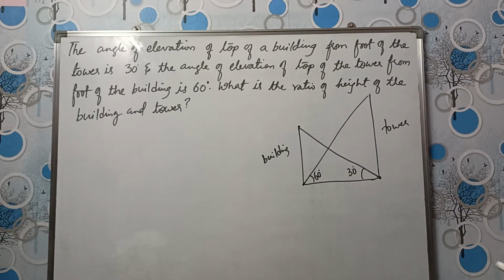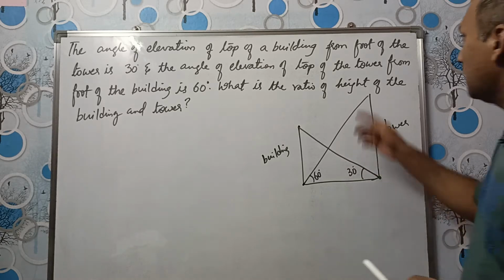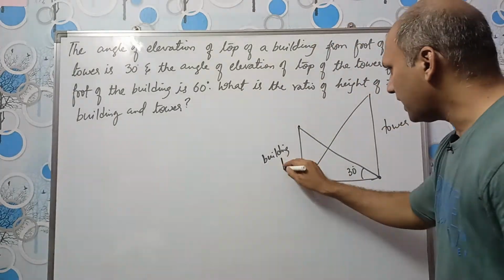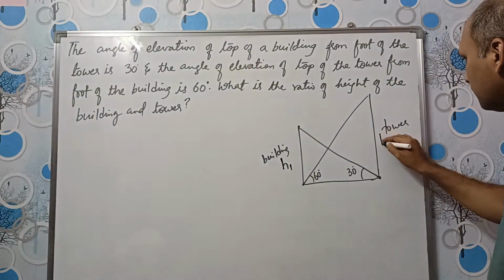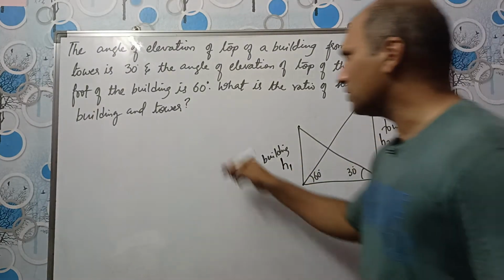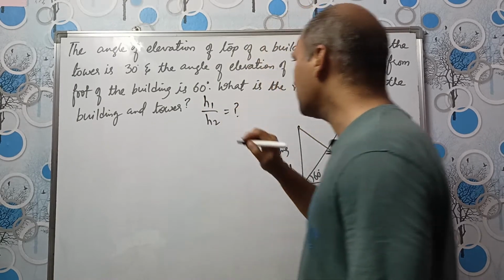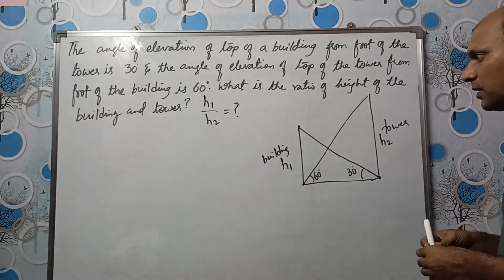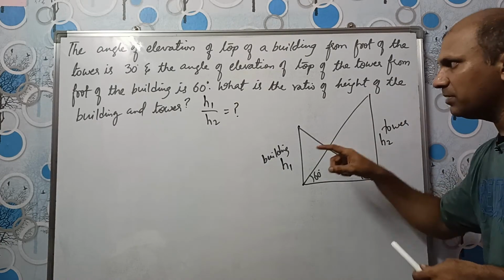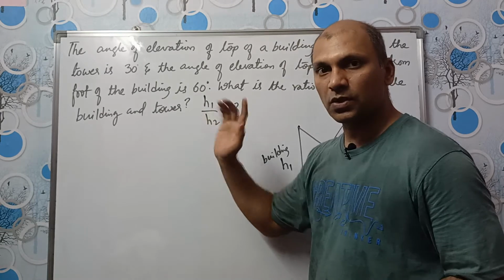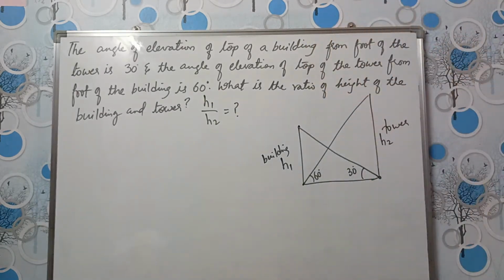What is the ratio of the height of the building and tower? See, if height of the building is h1 and if height of the tower is h2, we need to find their ratio. We need to find h1 divided by h2. It is building and tower, so h1 divided by h2, not h2 divided by h1. Okay.